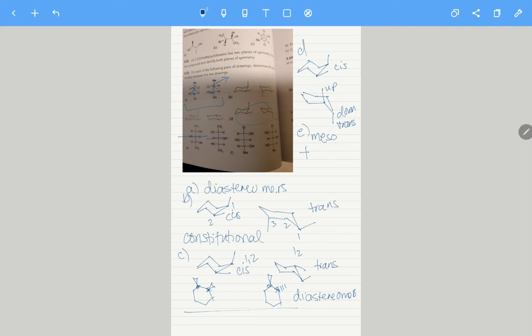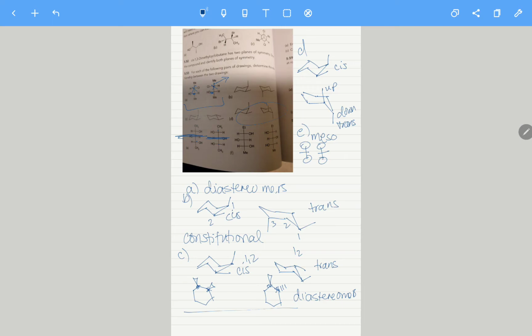Another type of meso structure: if we cut it in half, this side looks like this side, no matter what I did. And so this structure would be meso. There's an internal plane. So think of it this way: if I put a line through this, one side looks exactly like the other one. Now, in a lot of cases, meso compounds have an even number of chiral centers, but in this case, that's not true, and that's just because there's an internal plane.